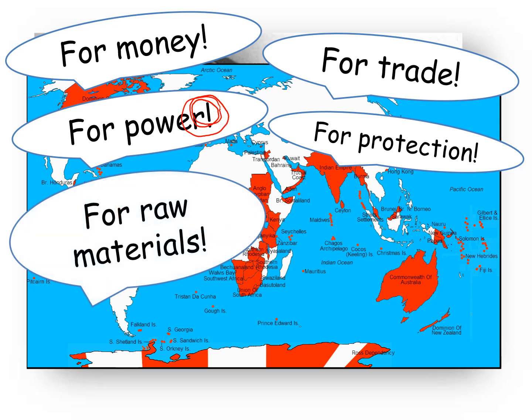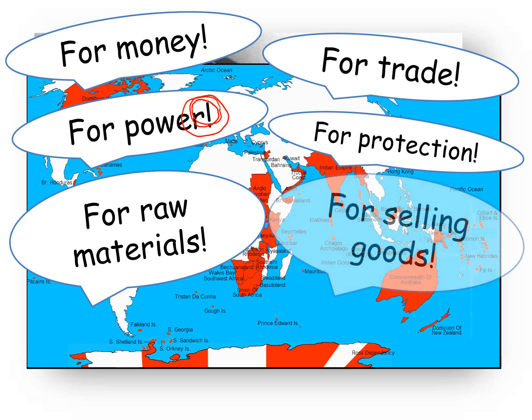For the raw materials, they're getting raw materials from each one of these areas, different types of raw materials, like India, they get spices and fabrics and things like that, textiles. For selling goods, once they make their finished product, they get to sell that back to all those colonies for a huge profit.